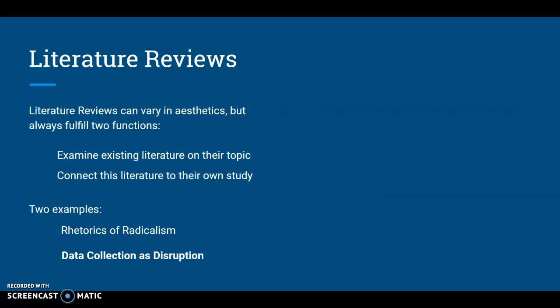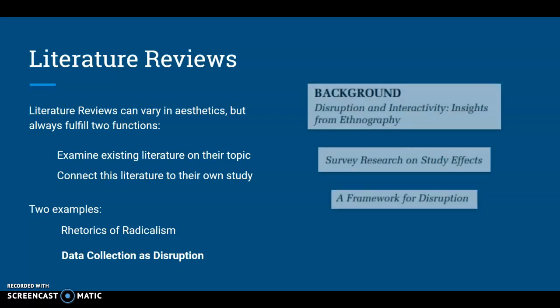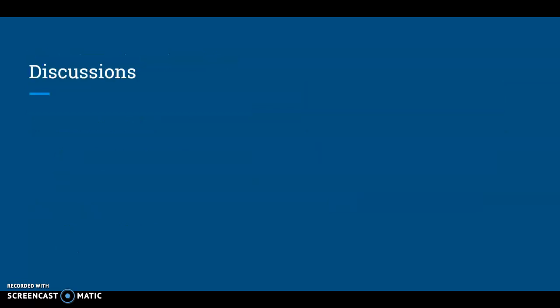And then in data collection as disruption, they do mostly the same thing, except they have a header explicitly labeled background, so it's easier for readers to find the background section or the literature review section. So they go from disruption and interactivity to survey research on study effects to a framework for disruption. So again, they're getting more specific as they get closer to their own research question. It's examining the existing literature and then connecting that to their own research.